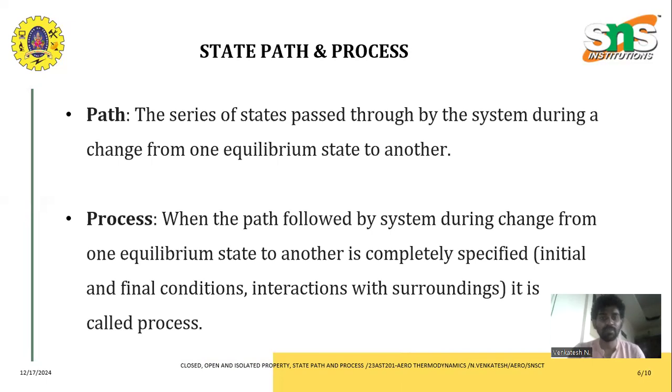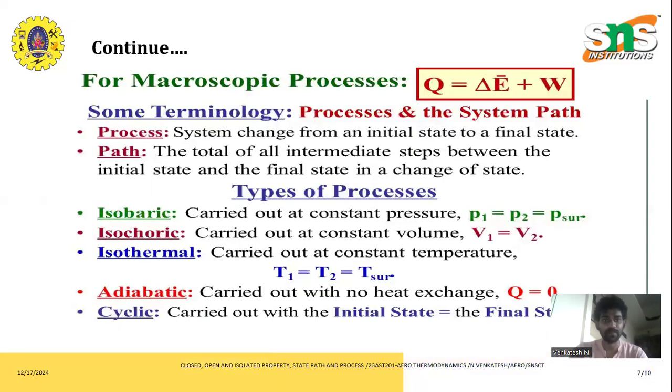The next topic is path and process. Commonly, a path is the exact way a process is carried out. In thermodynamics, path means the series of states a system passes through during a change from one equilibrium state to another. The path followed by the system during a change from one equilibrium state to another, completely specified by initial and final conditions and interactions with the surroundings, is called a process.